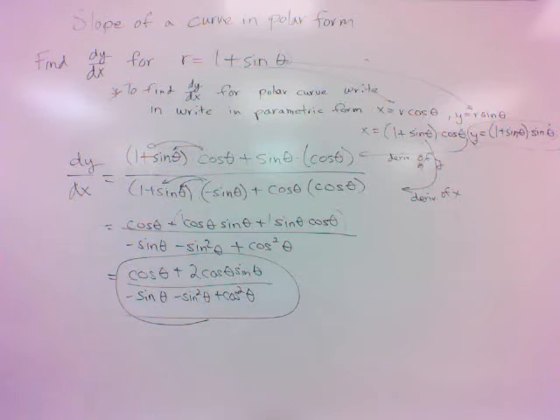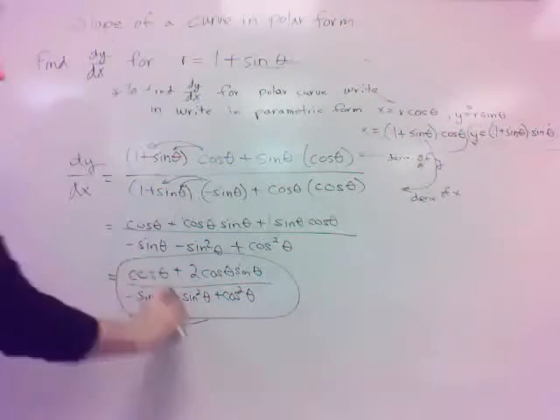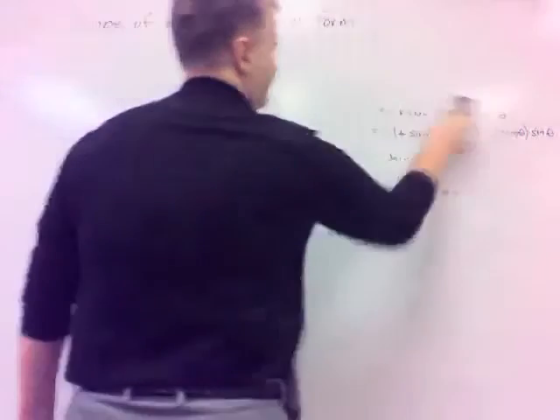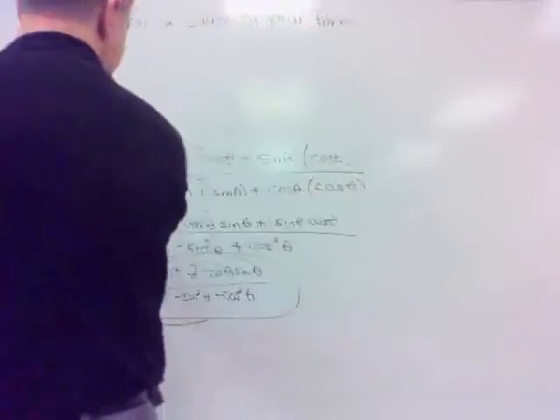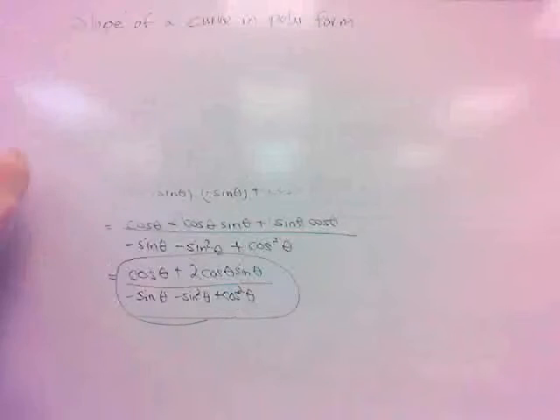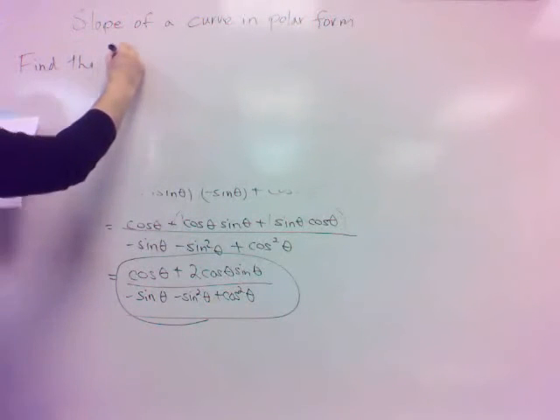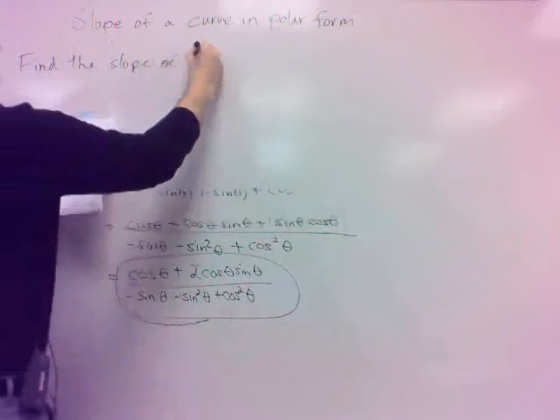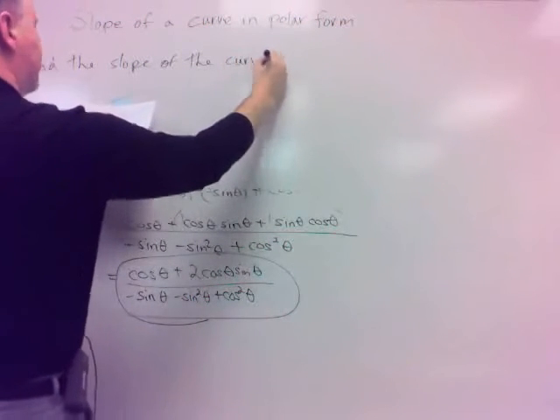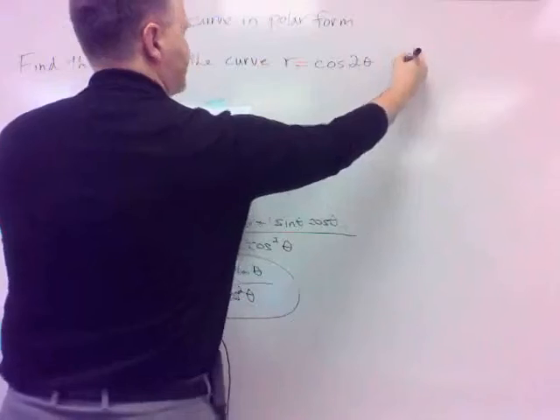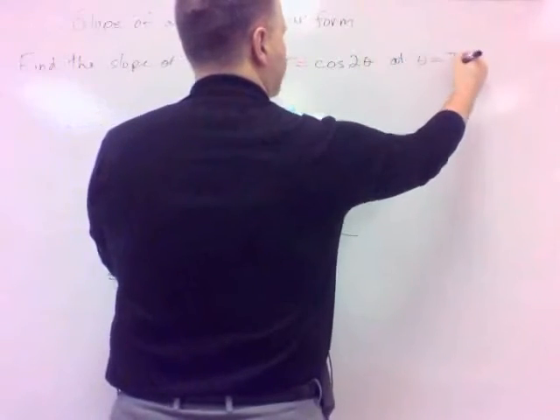All right. Let's try another. Get the hang of it here. Okay, find the slope of the curve r equals 2 cosine 2 theta at theta is pi over 6.